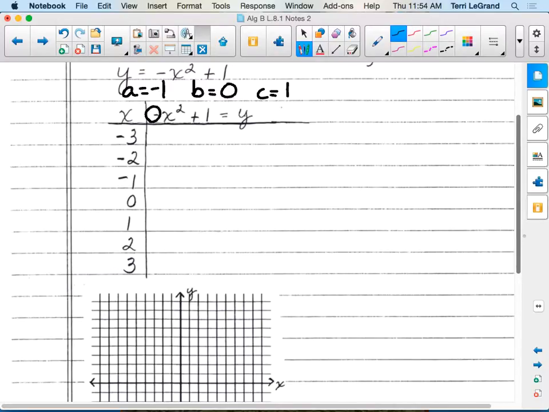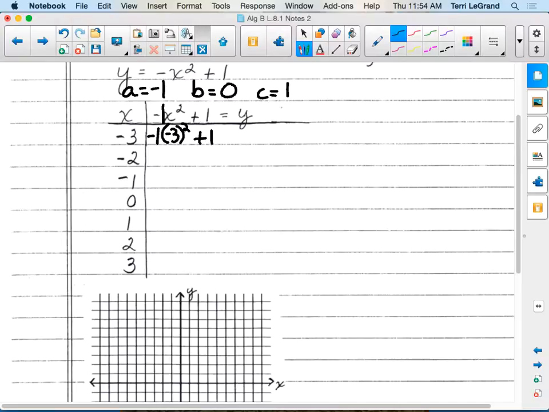Okay, what's this negative sign really mean? It's a negative 1. That x squared is actually being multiplied by a negative 1. So why don't we just slip 1 in there? So what we really have here is a negative 1 that's going to get multiplied times the negative 3 squared. And then we add 1 to that.